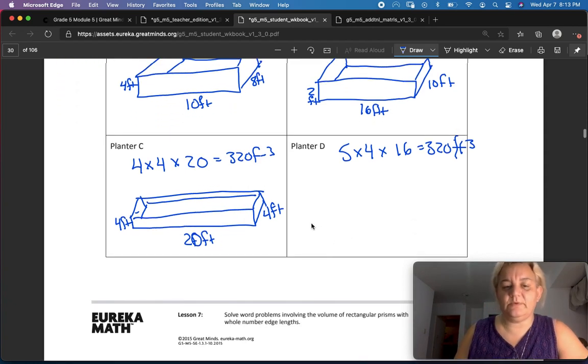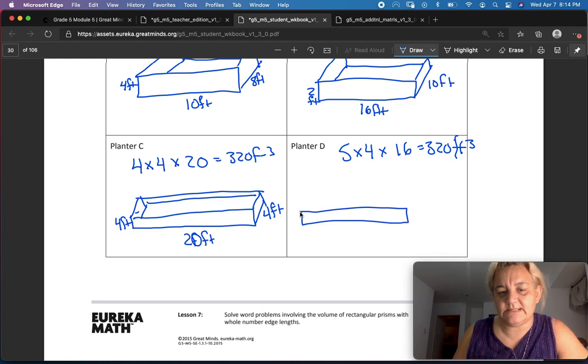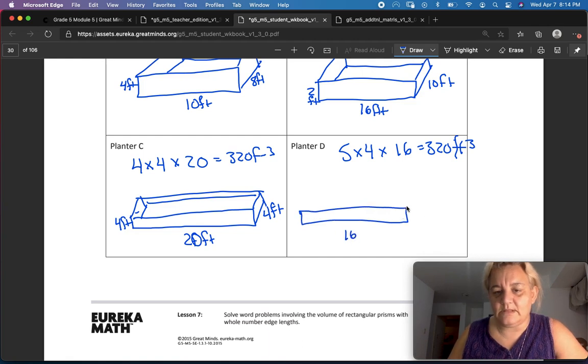So this one will be pretty long, but not as long as the other one. So 16. And then we'll make the width 5, like that. And the height will be 4. So there's the height. And don't forget to label your pictures.